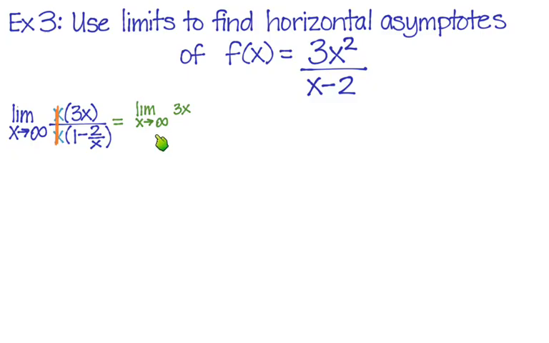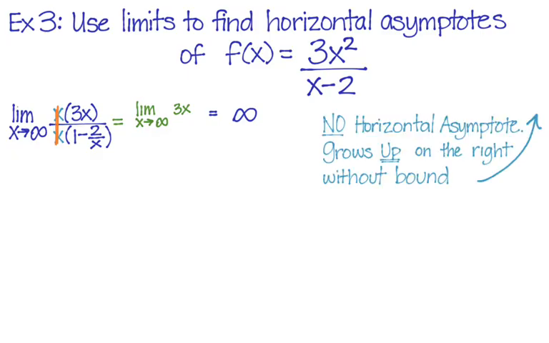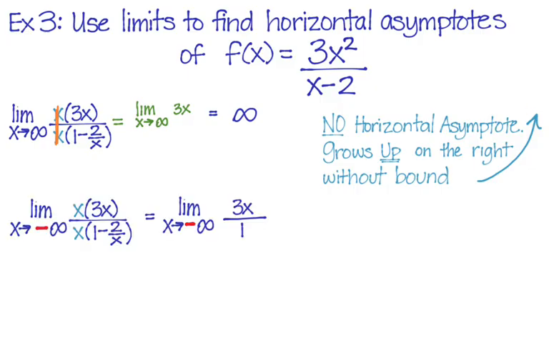And then the limit as x approaches infinity of this, well, that doesn't have a limit. We say it's infinite, so it has no horizontal asymptote. Meaning this function on the right-hand side, since this is positive x, grows upward without bound.